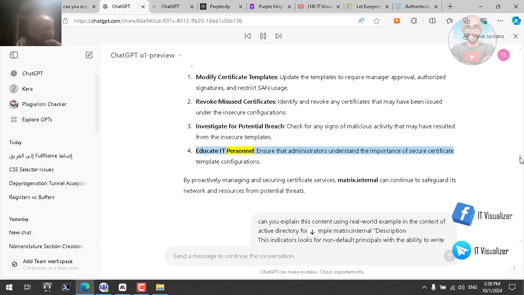Educate IT personnel. Ensure that administrators understand the importance of secure certificate template configurations. By proactively managing and securing certificate services, Matrix.internal can continue to safeguard its network and resources from potential threats.